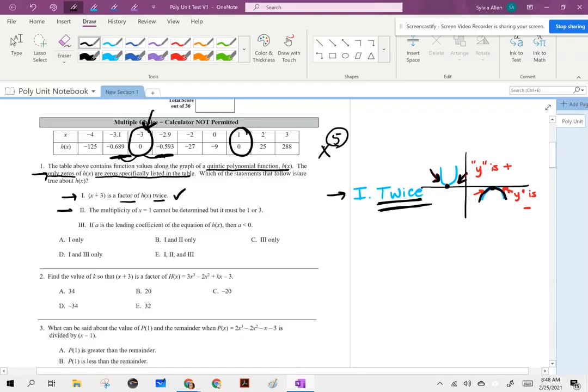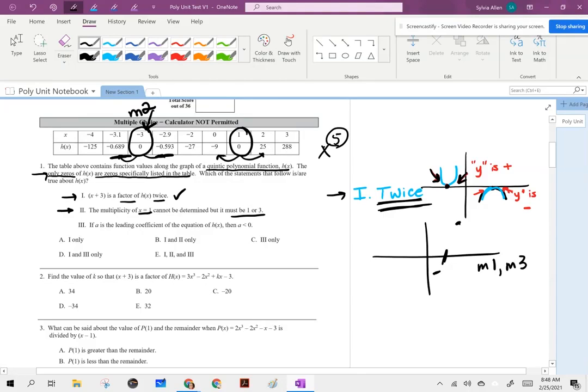Now let's take a look at number 2. It says the multiplicity of x equals 1. So we know that this is a multiplicity of 2. It says cannot be determined, but it must be a 1 or 3. Well, if we take a look at that, to the left and to the right, we know that it's cutting through. We know that the y value is negative on this side. It cuts through, and then it's positive on this side. And that would indicate mostly a multiplicity of 1 or 3.